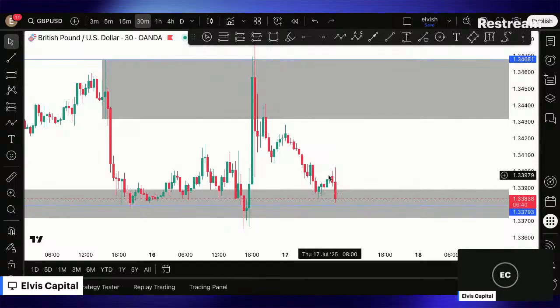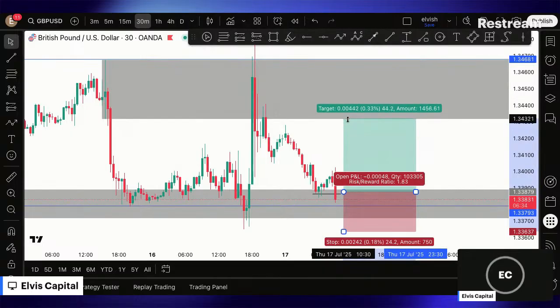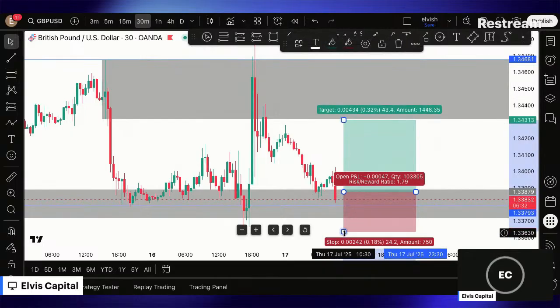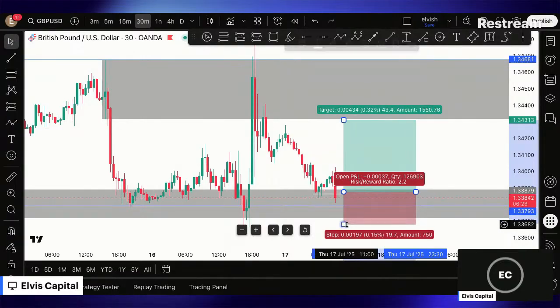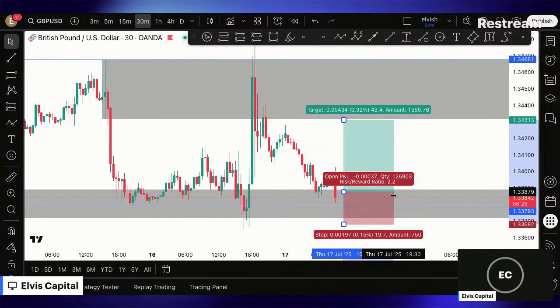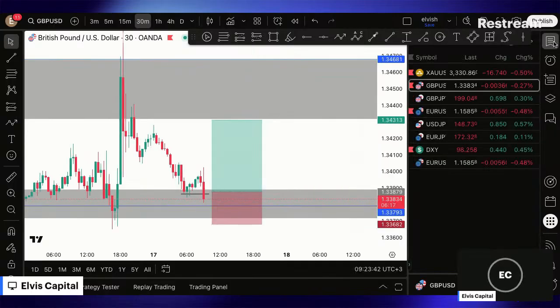then I'll be going for buys to this level over here, to this level over there. That'll be my take profit, and my stop loss will be around here. That would be my stop loss. So that's it for GBP USD. I don't see any trade, but let's see some other pairs and see what we can get from there.